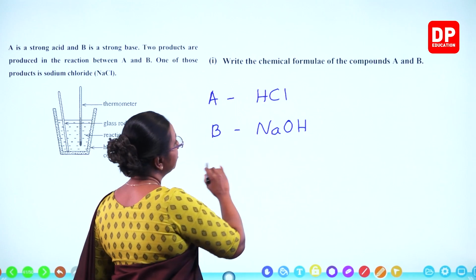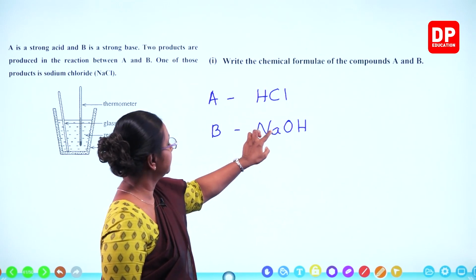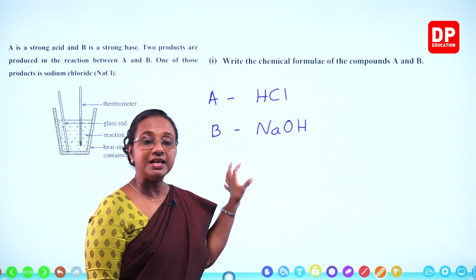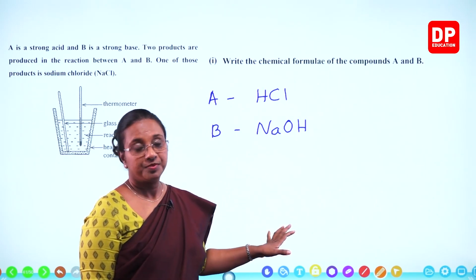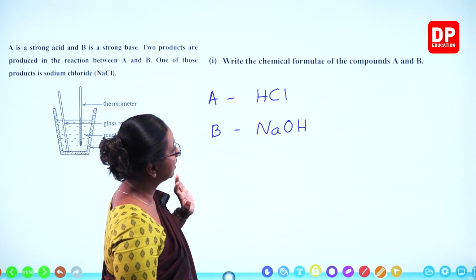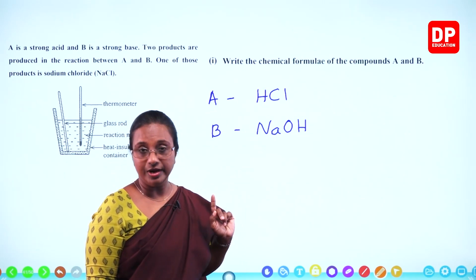So always when you write the answer, say which one is hydrochloric acid. A is HCl and B is NaOH. So that gives a better, clear answer. That is the answer for the first one. Write the chemical formulae of the compounds A and B. A is HCl, B is NaOH.